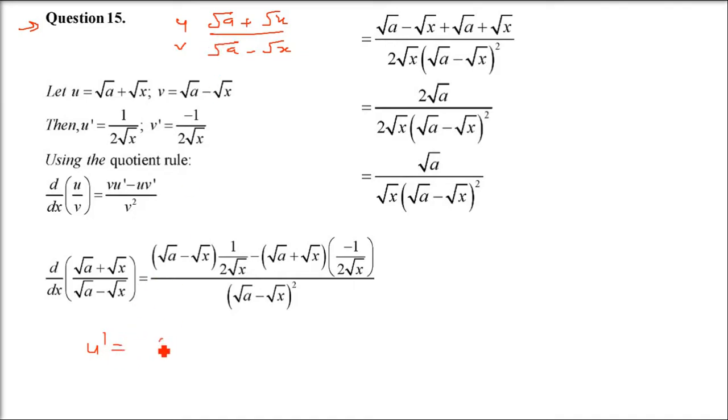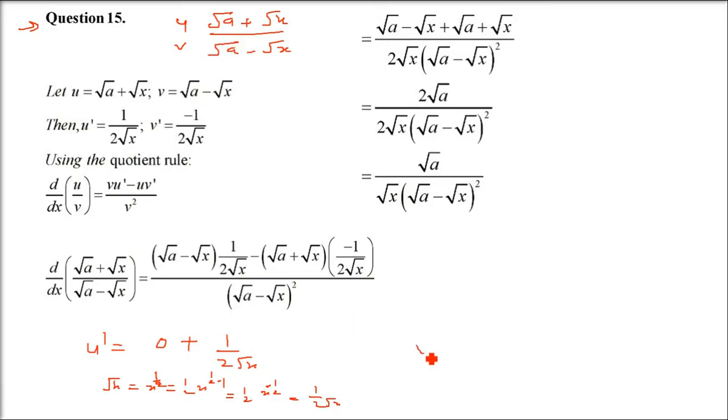u dash: root a will be 0, it's a constant, and what about root x? We have already done it a number of times, it will be 1 by 2 root x. So let me tell you again. Root x you can write as x raised to half. So it will be half x raised to half minus 1. It will be half x raised to minus half, which is 1 by 2 root x.